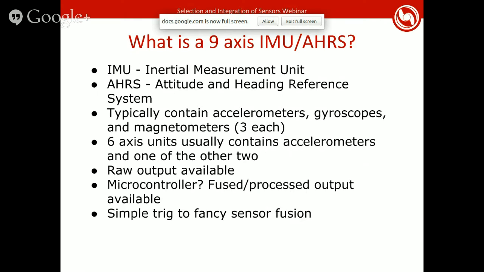So yeah, most of those units give you the outputs of the individual accelerometers, gyroscopes, and magnetometers. And if they have a microcontroller on board, they probably do some kind of onboard processing that can filter the output for you and provide some kind of orientation solution that is hopefully more accurate than using the raw data. And the processing these things do can range from simple trigonometry to fancy sensor fusion algorithms like Kalman filters, which we're going to talk about later on.